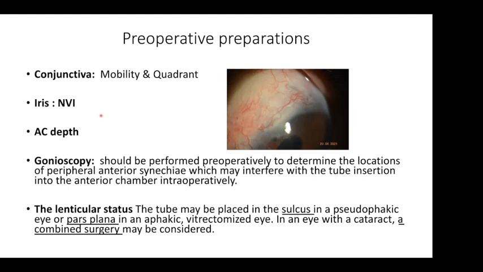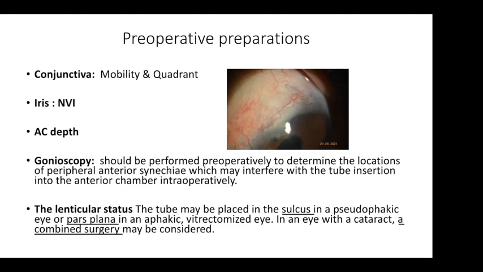Then I have a look at the iris, because in patients with secondary glaucomas like neovascular glaucoma, sometimes we inject with the procedure of the valve. We apply the valve and we inject anti-VEGFs. So if we have NVI, we inject at the same time. We look at the anterior chamber depth. If the AC is shallow, we do not put a tube unless you do cataract surgery at the same time, because you cannot leave the tube very near to the cornea, otherwise the cornea will suffer.